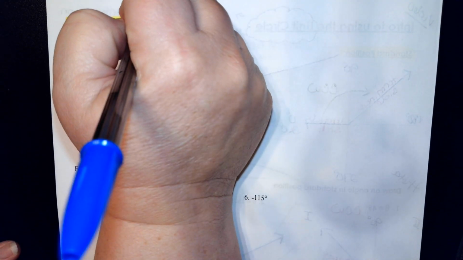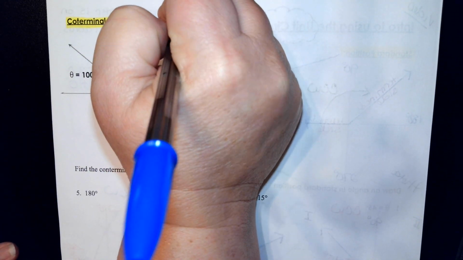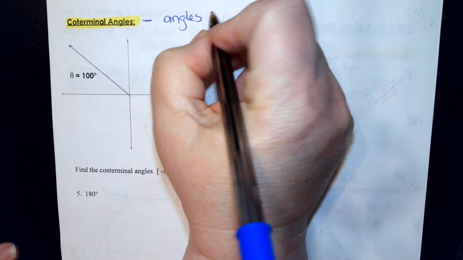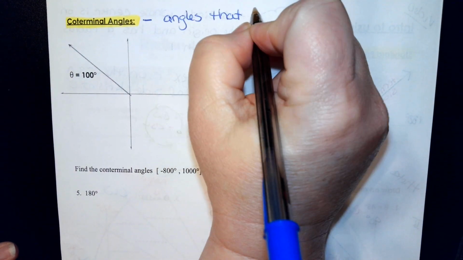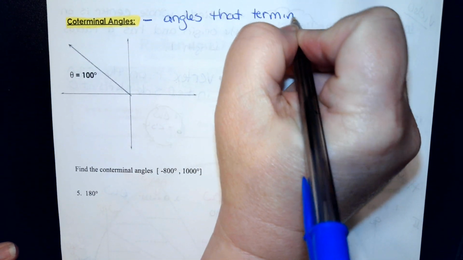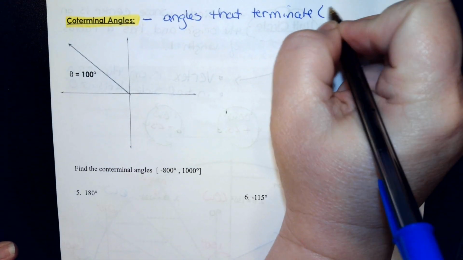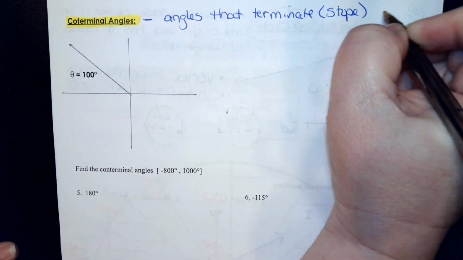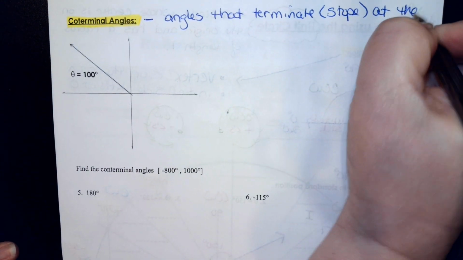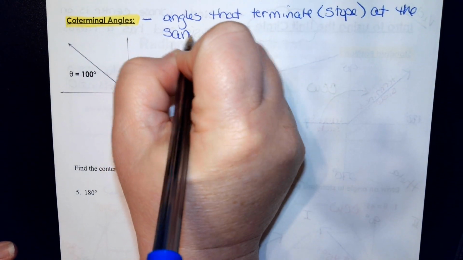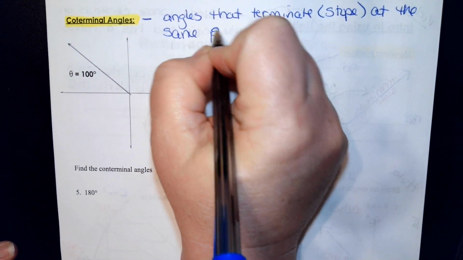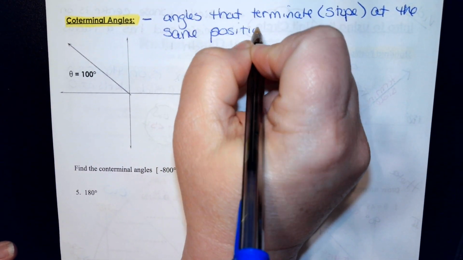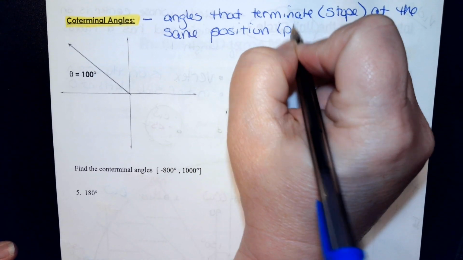So coterminal angles are angles that terminate or stop at the same position or place.